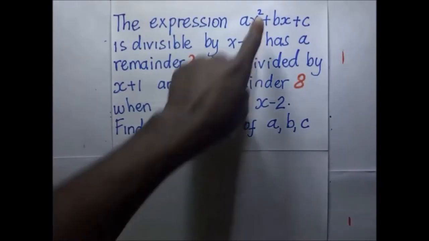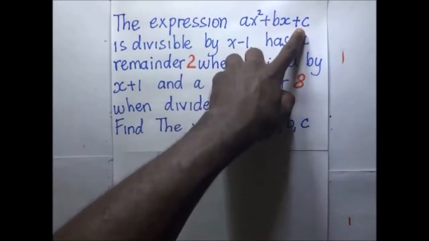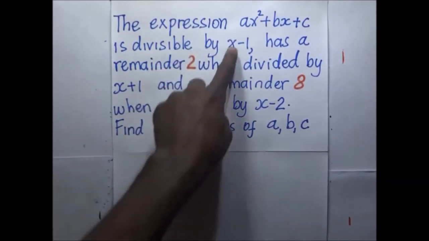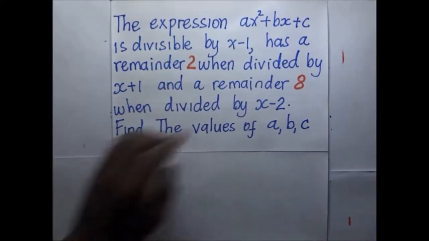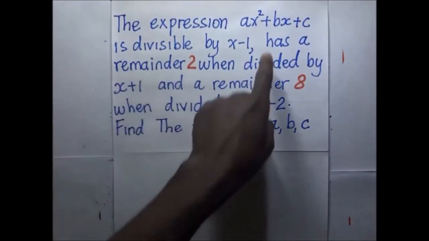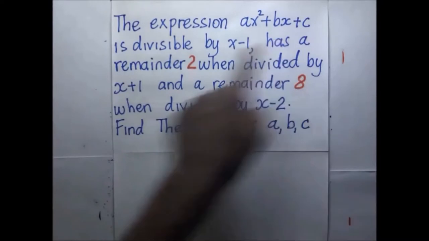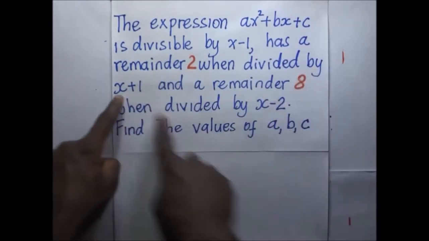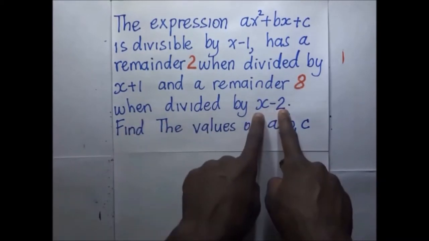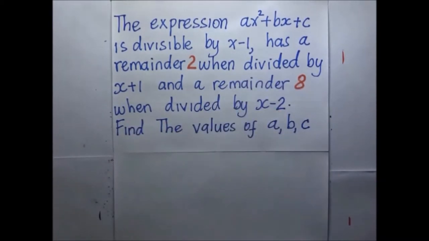Now the expression x squared plus bx plus c is divisible by x minus 1. If it is divisible by x minus 1, it means that when we substitute for the value of x in this expression, we are supposed to get 0. Then it continues to say that it has a remainder 2 when it's divided by x plus 1, and it has a remainder 8 when it's divided by x minus 2. So we find the values of a, b, and c.